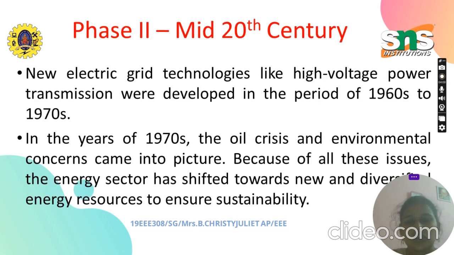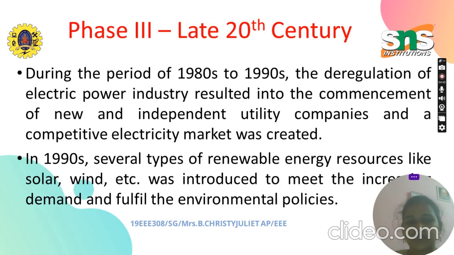New electric technologies like high voltage power transmission were developed in the period of 1960s to 1970s, because once nuclear power generation was introduced, it marked the way for high power generation. So it also paved the way for high voltage power transmission. In the 1970s, the oil crisis and environmental concerns came into the picture, and because of these issues, the energy sector shifted towards new and diversified energy sources to ensure sustainability.